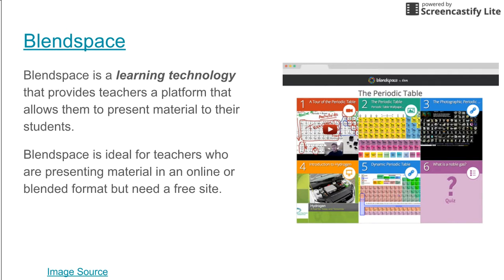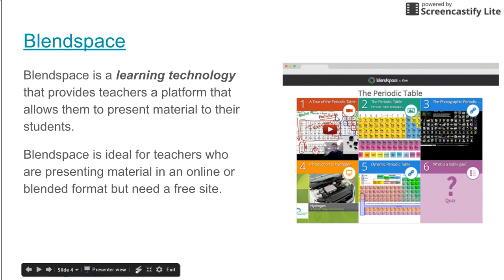BlendSpace falls into the category of the trend of online learning, blended instruction, and it provides teachers a platform to communicate information. And I chose this tool because in some of my classes, they do some online units outside of class, and my school does not pay for a learning management system, and Google Classroom just kind of doesn't cut it for creating online units. And so this is a free resource.